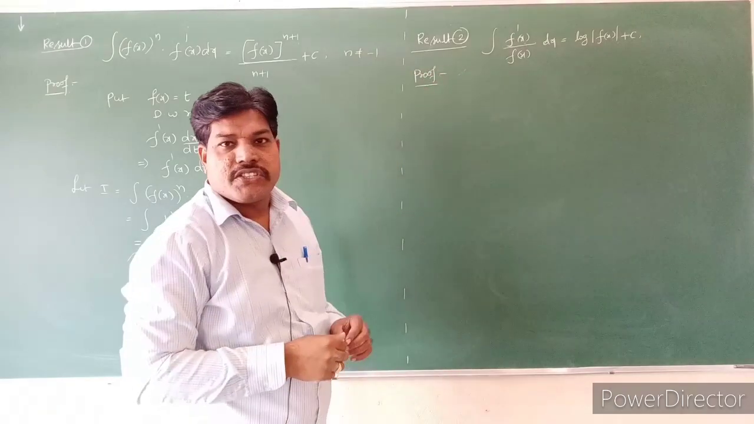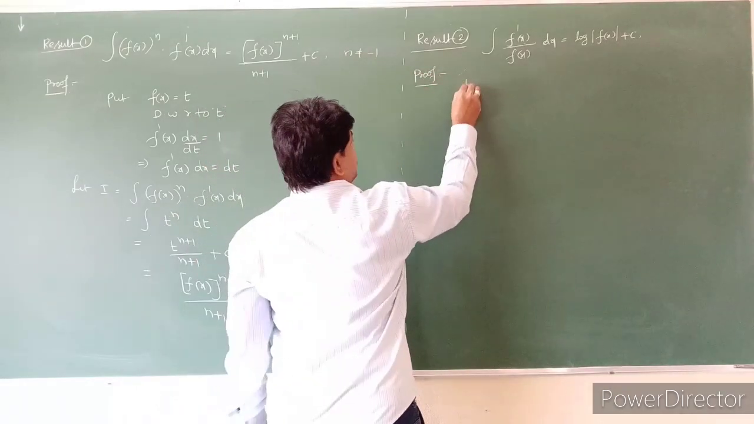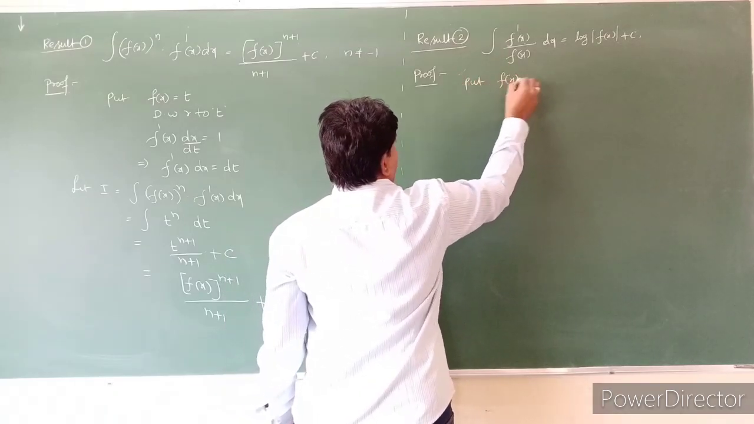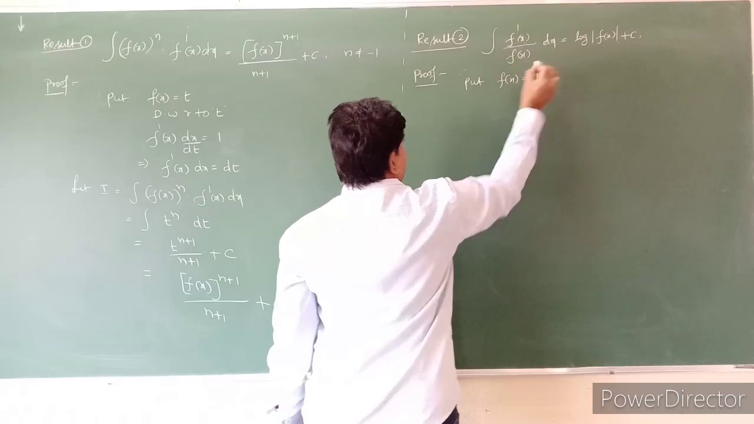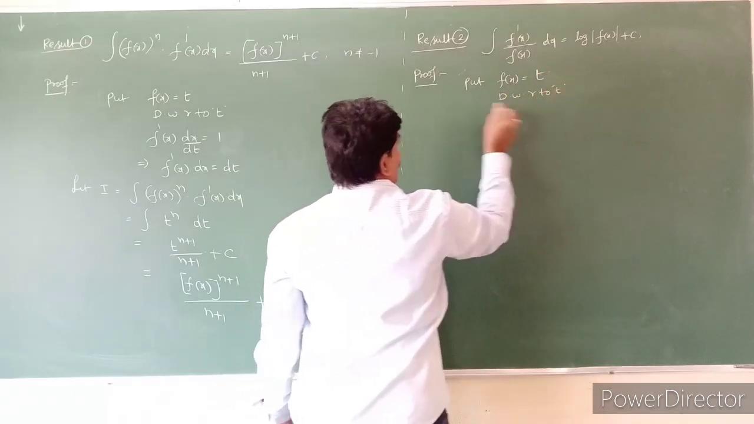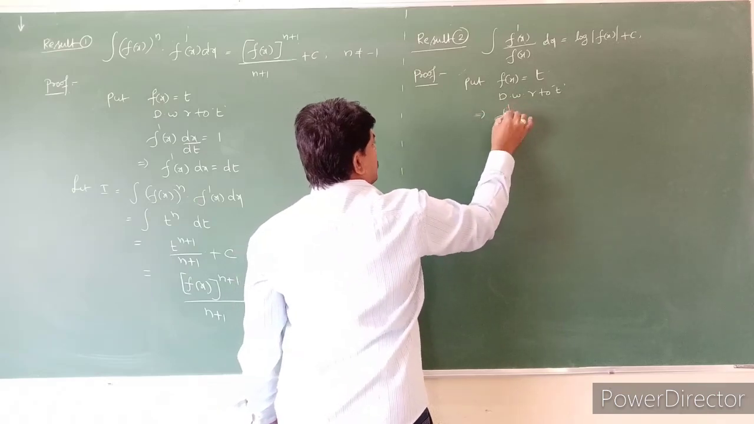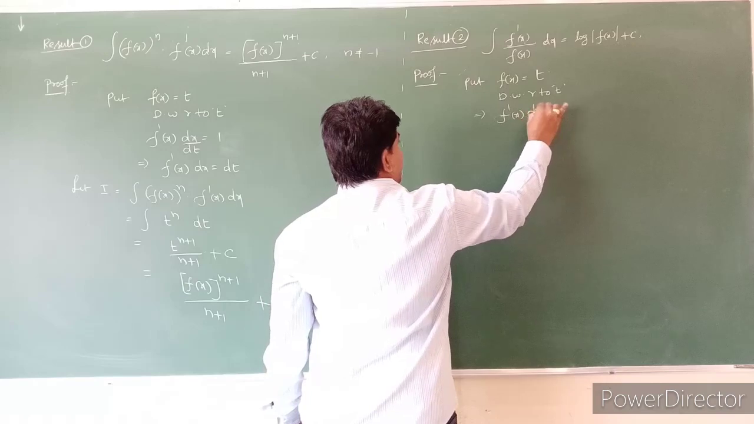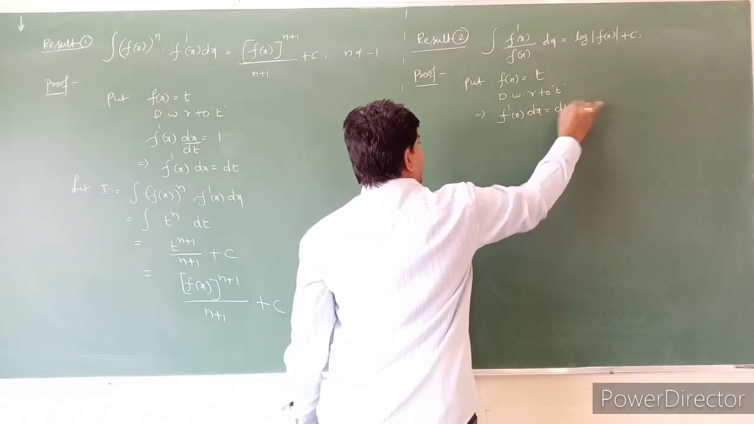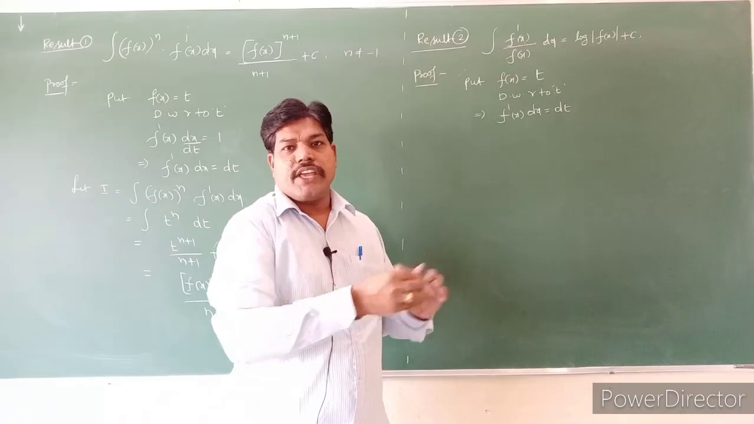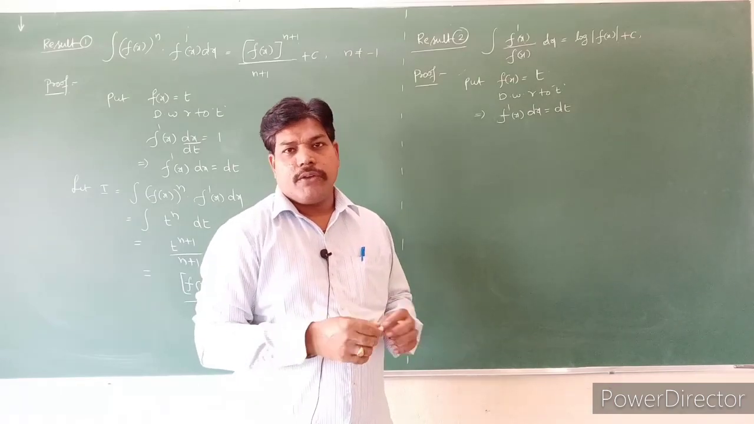So what is the condition? At first I will put f of x is equal to t. Differentiate with respect to t. What happens, students? f dash of x into dx is equal to dt. Since f of x is equal to t, automatically f dash of x into dx will become dt only.